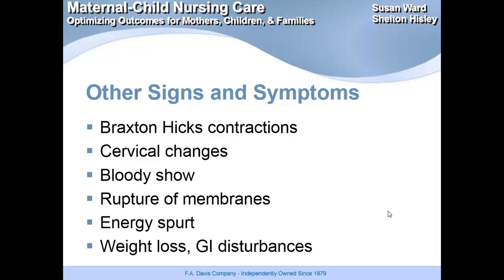Weight loss and GI disturbances. So mom can have some electrolyte shifts, and then they'll have that reduction in the fluid retention. So right away, mom might see during this time up to a 3-pound weight loss, but this is fluids. Some women have nausea and vomiting, not that most people haven't already suffered through it throughout pregnancy. They might get diarrhea, some indigestion.